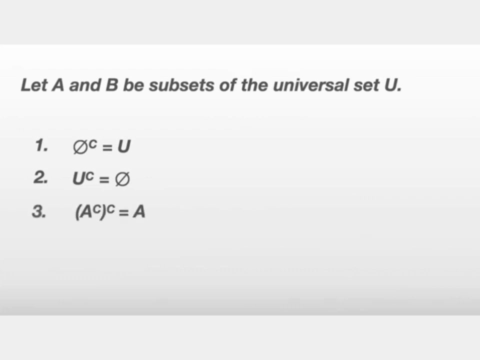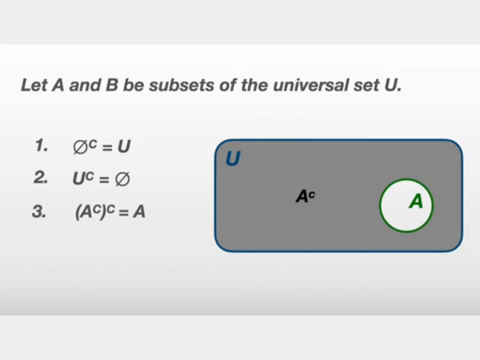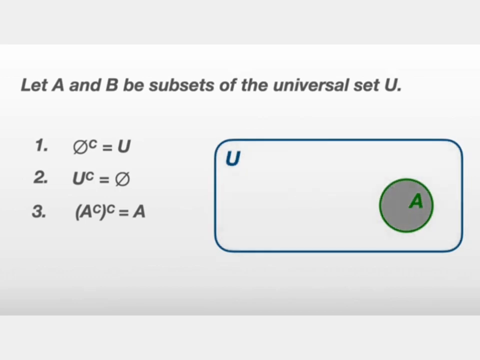Here's an interesting one. The complement of the complement of a set returns the original set. That's because taking the complement of A leaves all the things in U, but not in A. Taking the complement again, we can see that all that's left in U, but not in our current set, is A.